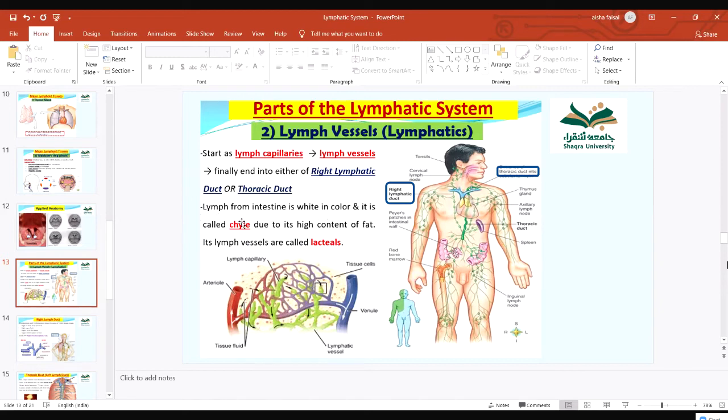This lymph from the intestine is white in color because of the large amount of fat, and it is called chyle due to its high fat content. The small lymphatic vessels which absorb this chyle are known as lacteals. So lacteals are the small lymphatic vessels absorbing fat from your digestive tract.